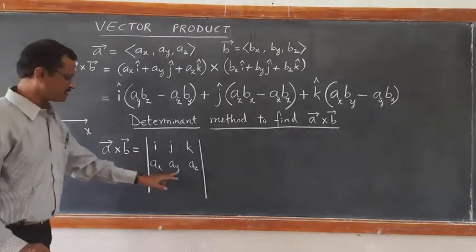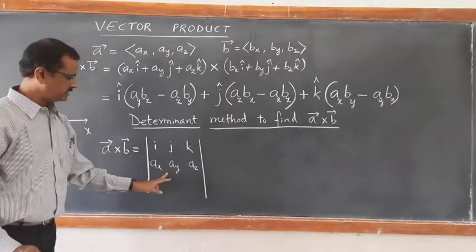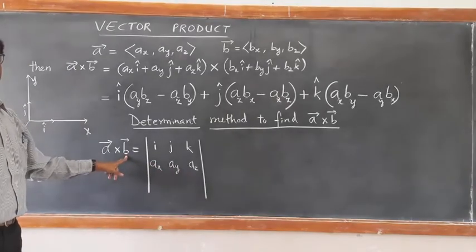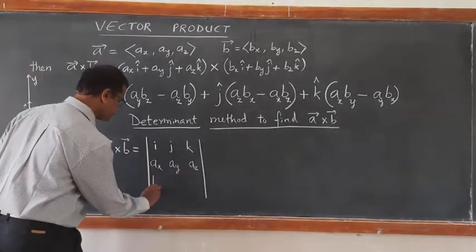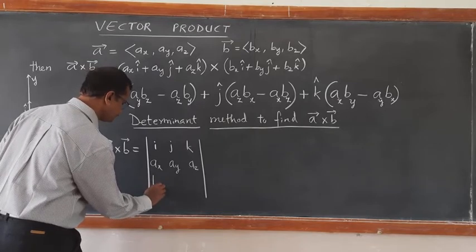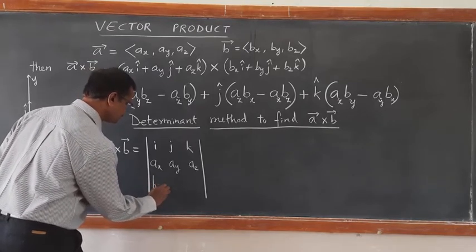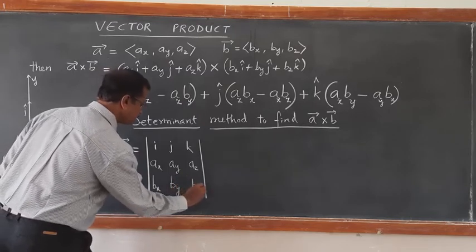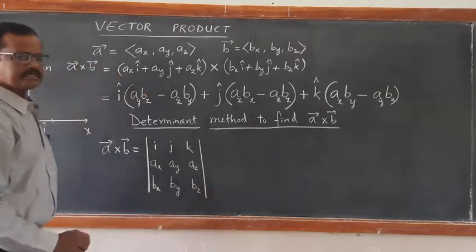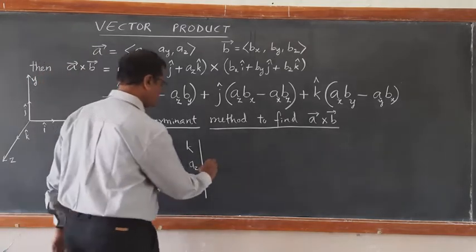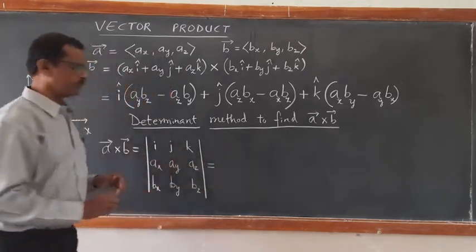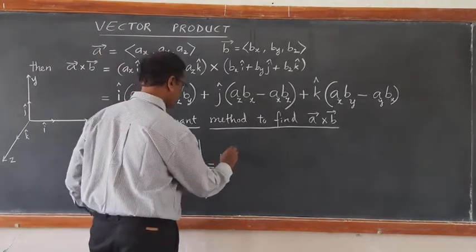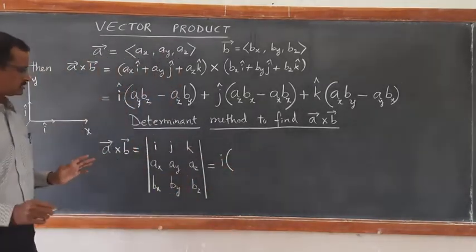Then finally we write A cross B. First the components of vector A: Ax, Ay, Az. Next the components of vector B: Bx, By, Bz. Now, what is the way of solving this? See, first we have to write i. There is a method for how to solve this.